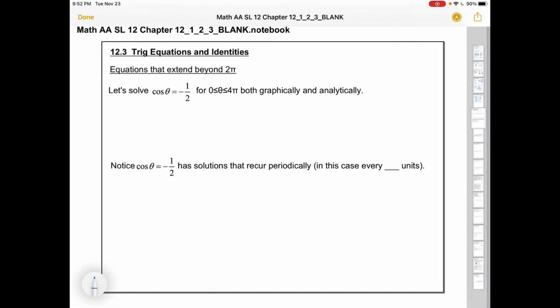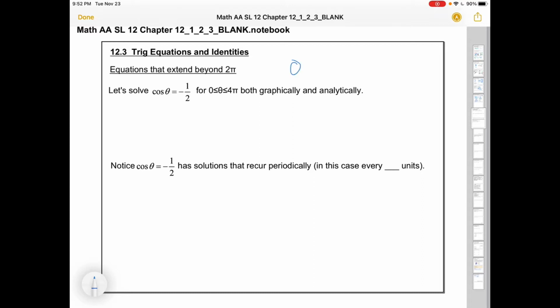Hi folks, welcome to section 12.3, Trig Equations and Identities. This is where we take all the groundwork that we laid in the last couple of videos and we put it to work in some kind of problem-solving situations and some sort of more complicated equations. So the first situation we're going to look at is equations that extend beyond 2 pi.